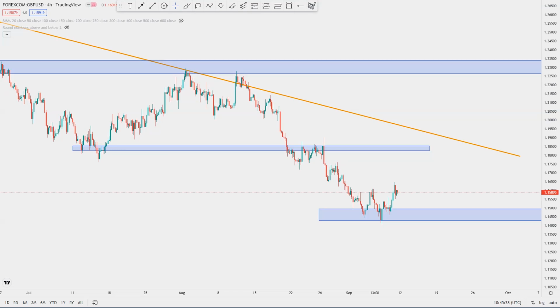For example, we have GBP JPY, Euro JPY, NZD JPY, and so on and so forth.